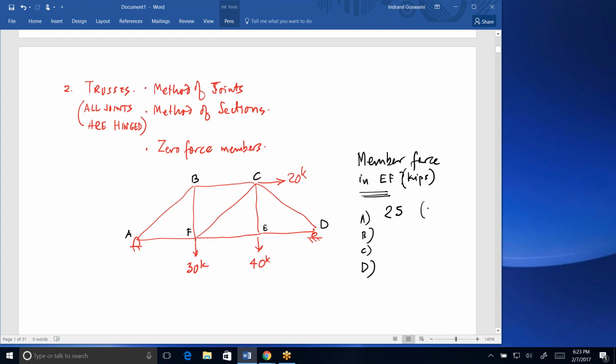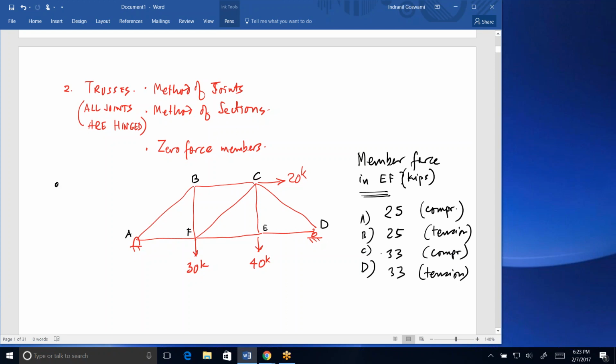So 25 compression, 25 tension, 33 compression, 33 tension. The point is that there are dual values, answer choices that are both 33 or both 25, and the distinction is one is compression, one is tension. So make sure that you're clear on that aspect, because if you're not, even after getting the number 25, if you're not clear on the difference between compression and tension, then you're still caught between two choices, right?